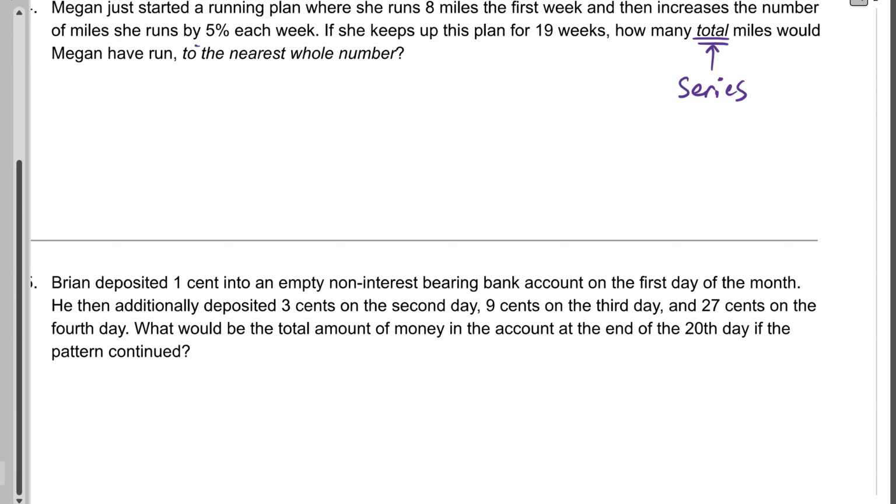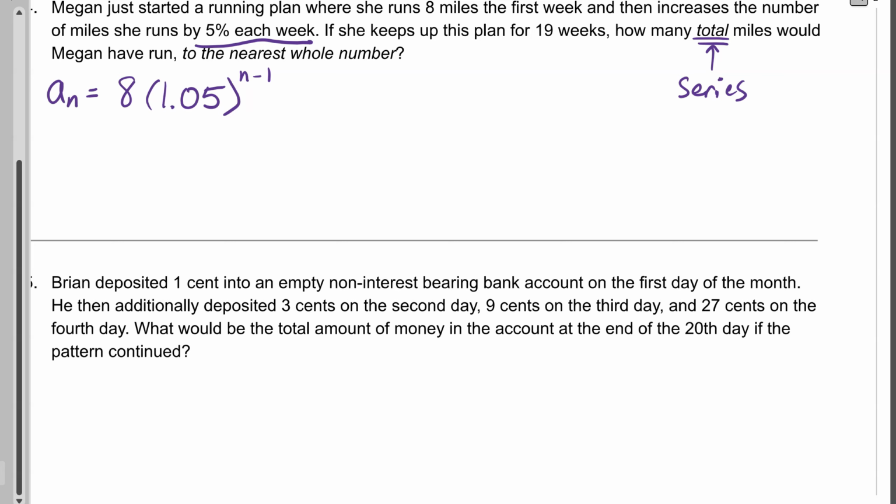So if she increases by 5% each week, that means that she's starting at 8 miles and then multiplying that by 1.05 over and over and over again. That to me sounds like a geometric series. So I'm going to write a general term for a geometric sequence, which this expression right here would represent how many miles she runs in each particular week.